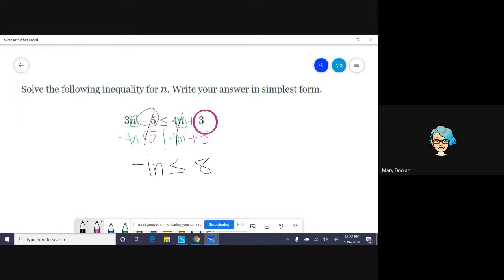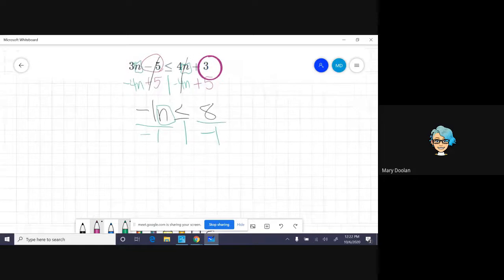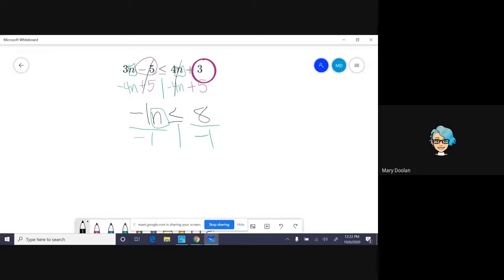Well, I'm almost done here. I've almost isolated my variable n, but I've got to get rid of this negative 1. So I'm going to divide by negative 1, which then means n, negative 8. So I'm dividing by a negative. This is where you've got to flip your sign. I've got to reverse it. So instead of less than or equal to, it becomes greater than or equal to. So I know that the answer is n is greater than or equal to negative 8.